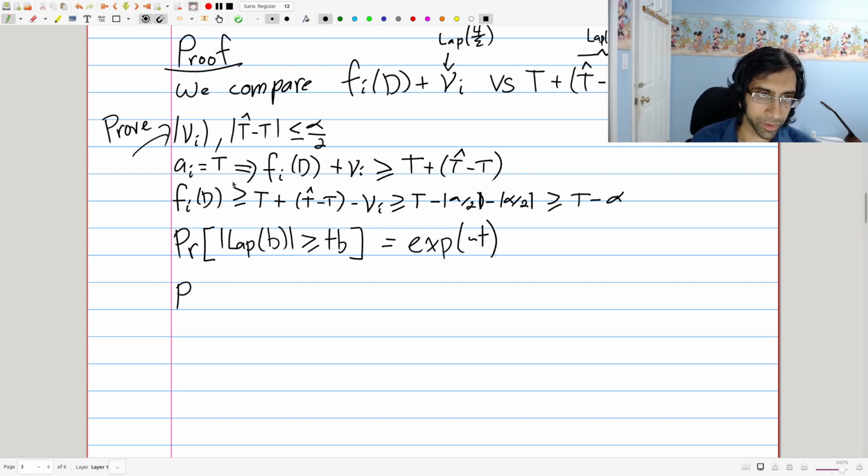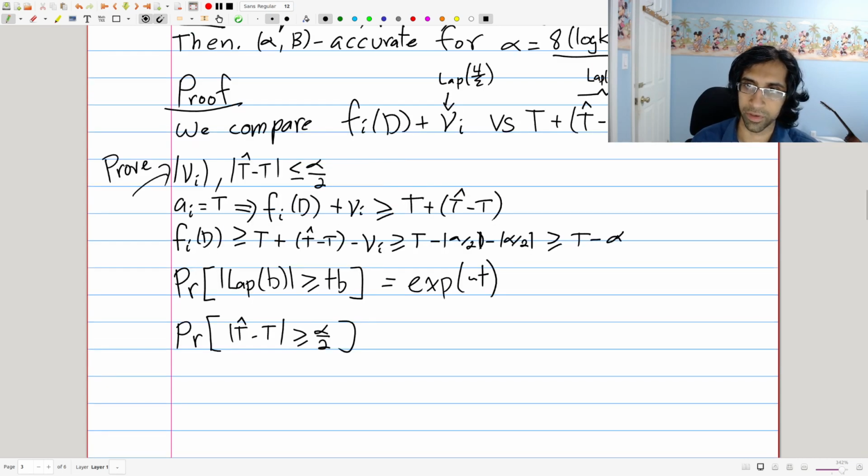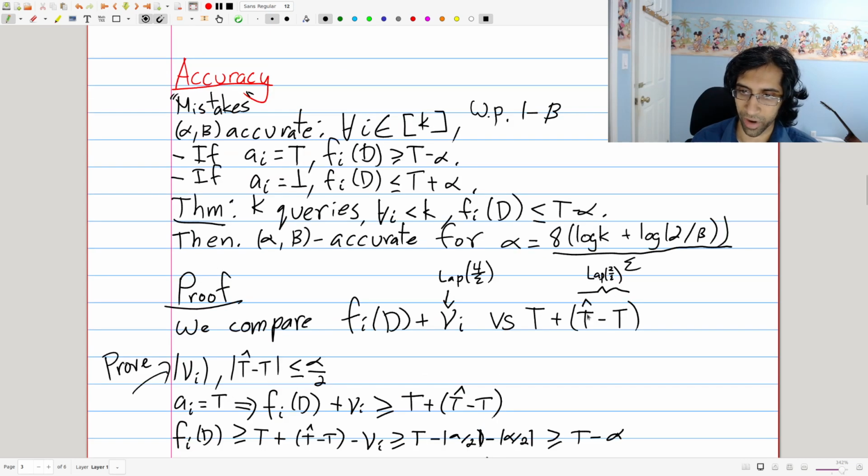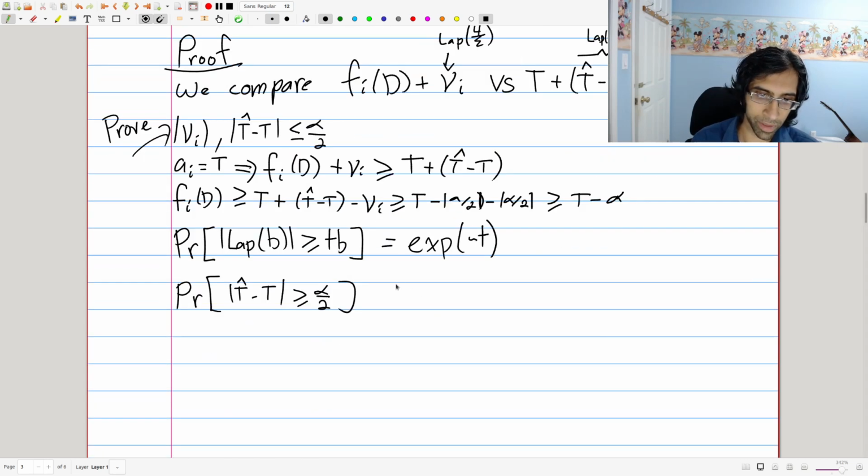Let's do it first for the easier case, which is t hat minus t. So the probability that the magnitude of t hat minus t is greater than or equal to alpha over 2. Well, if you substitute this in and take the appropriate value of b, which is b equals 2 over epsilon, because that's how we define this difference here, this will give us that this is equal to exp of minus epsilon alpha over 4.